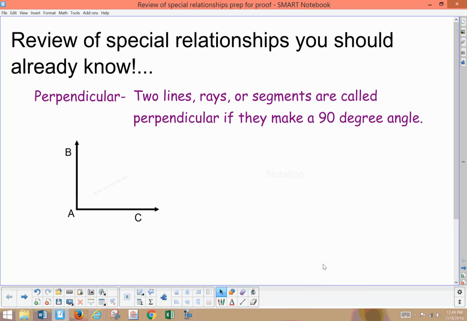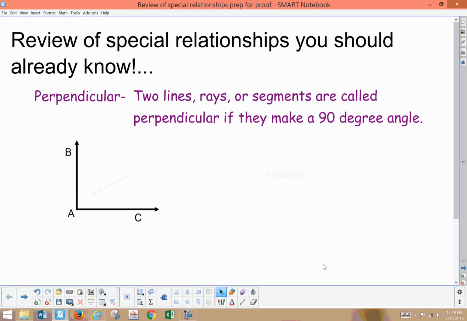Before we move into taking a look at the rest of this unit, we need to go back and review some special relationships you should have already learned in middle school. The first, which I want to talk to you about, is the concept of perpendicular.